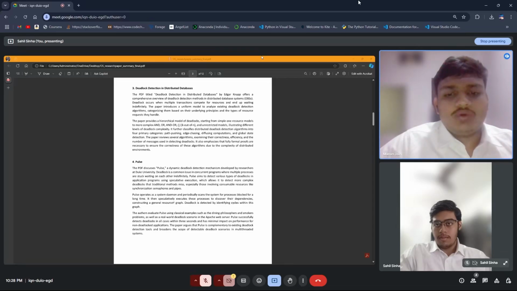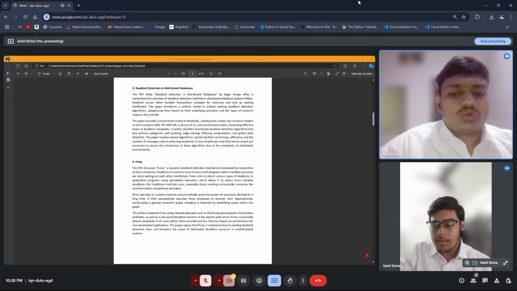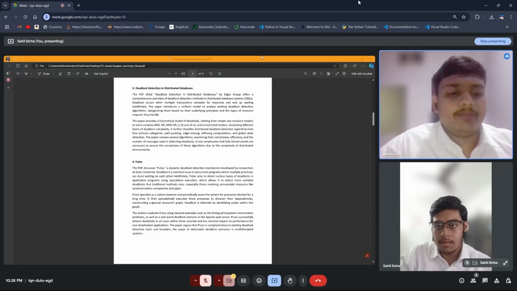The research reviews four primary detection methods: path pushing, edge chasing, diffusing computations, and global state detection. The paper highlights the importance of proving the accuracy of these methods due to the complexity of distributed systems. It shows how these detection methods can be applied practically in real-world database environments. The analysis explores the trade-offs of each method, particularly focusing on their scalability and reliability.